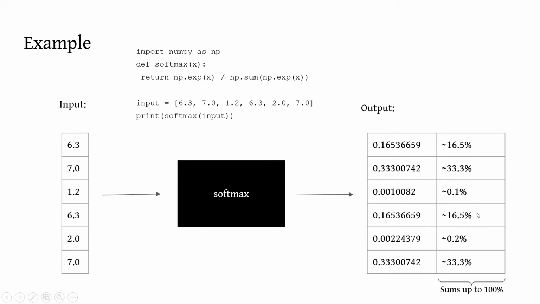What we can do is create a probability distribution. And if you've noticed, where elements are the same number or the same scalar value, we are getting the same probability. So for 6.3, we're getting 16.5%, and for 7, we're getting 33.3%, as you can see in these two cases. And of course, all of these probabilities will sum up to 100% or to 1.